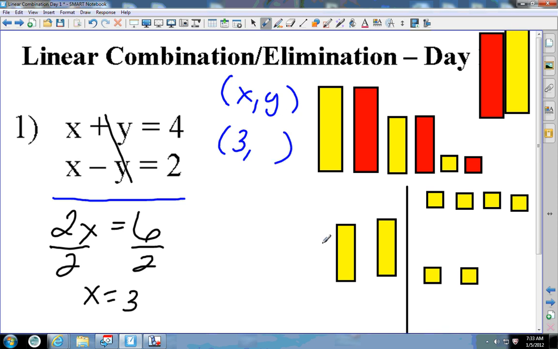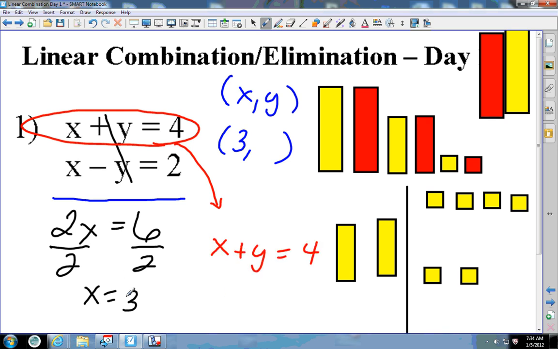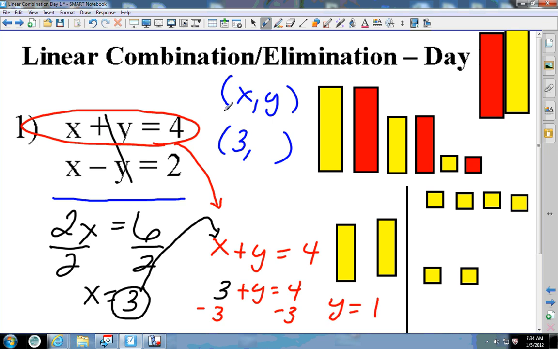Now to find out y, let's do the same thing we did in the other ones. Take one of the two equations. I'm going to take this top one. You don't have to; you can choose either one. I choose the top one because it's all positive. Now, x is 3, so you substitute 3 in for x. That second step is exactly what we've already been doing. So we have 3 plus y equals 4. What does y equal? Subtract 3 from each side. y equals 1. So my solution is 3, 1.